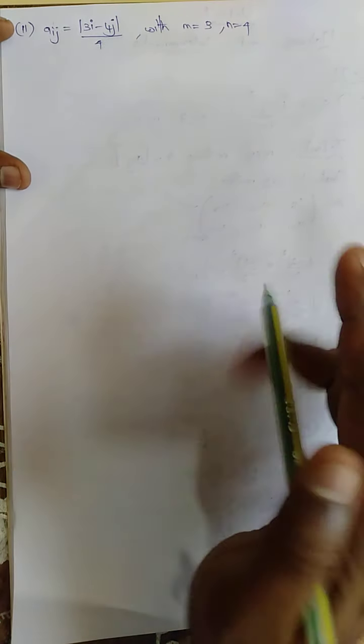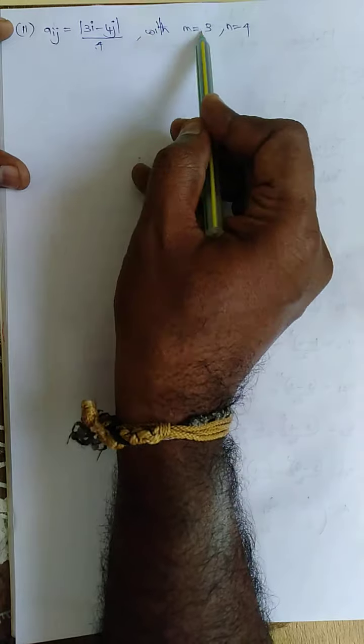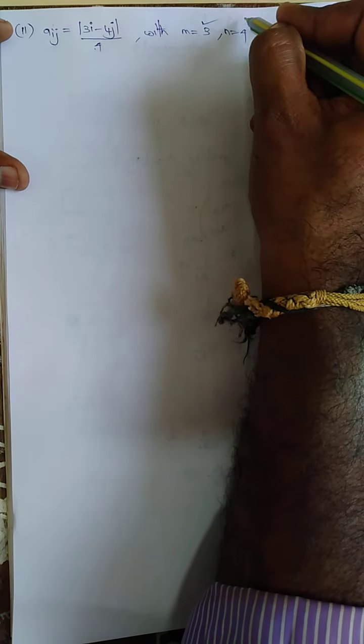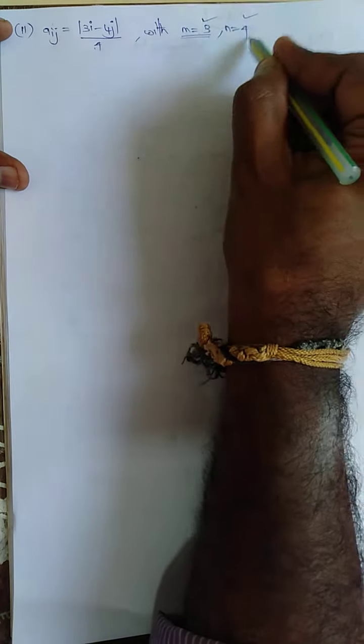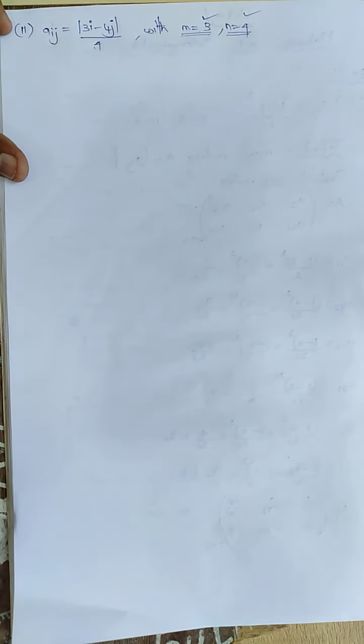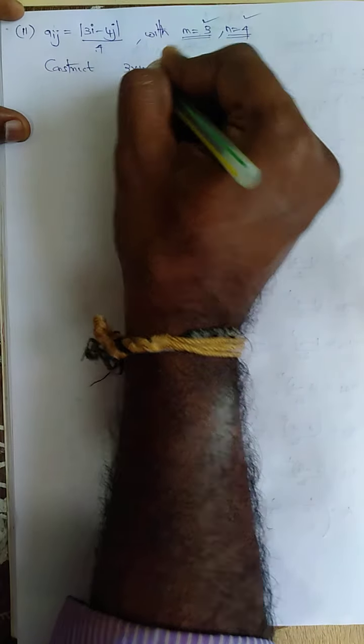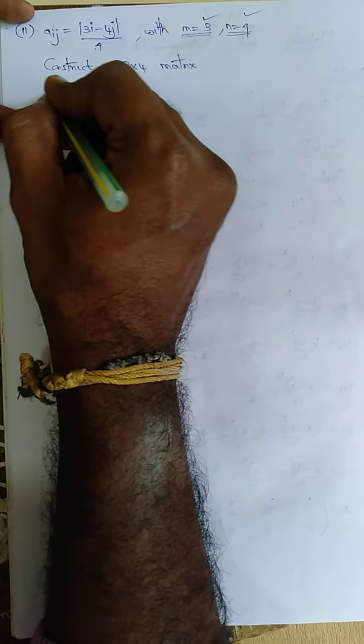Second subdivision: a_ij = |3i − 4j|/4, with m = 3 and n = 4. M is the number of rows and n is the number of columns. Therefore, we need to construct a 3 cross 4 matrix. So, what will the matrix be?